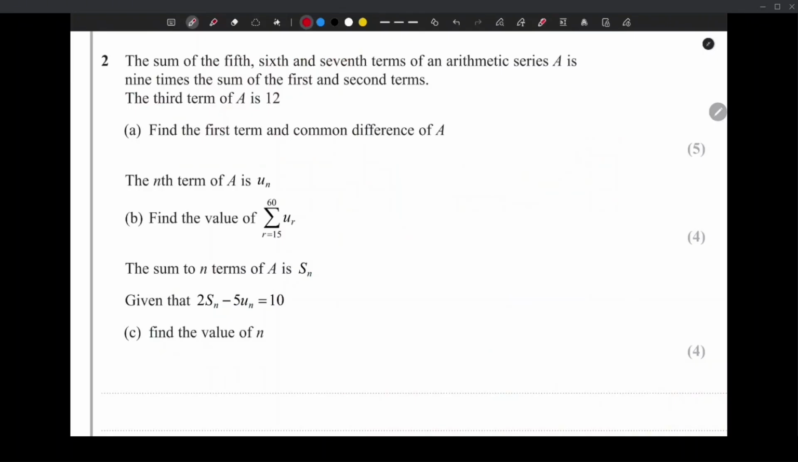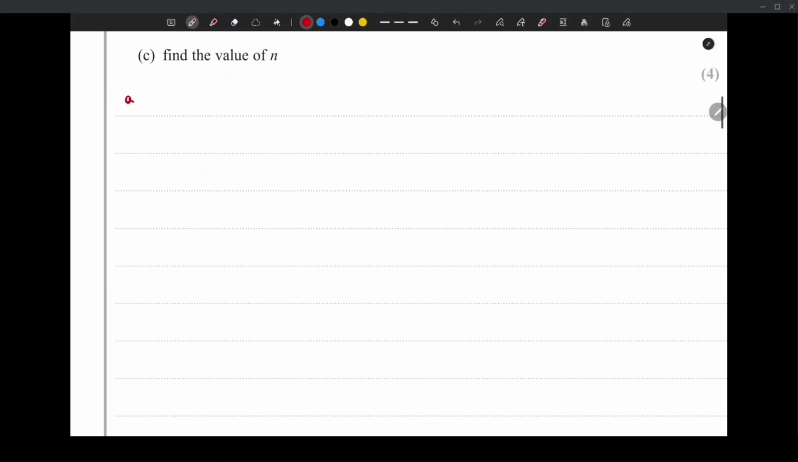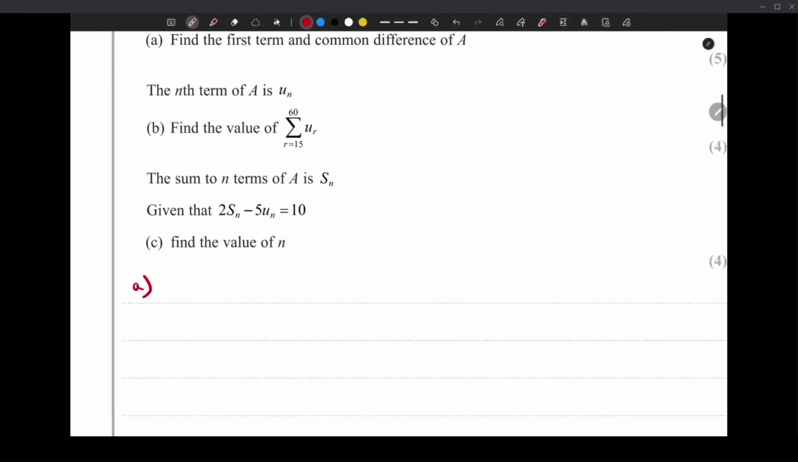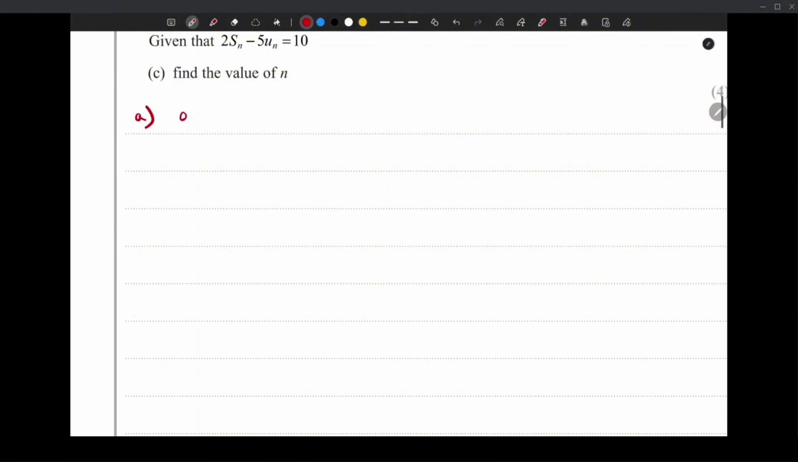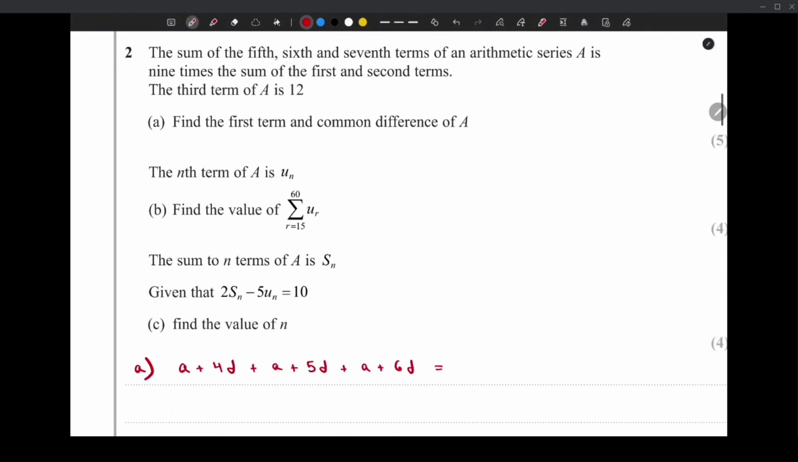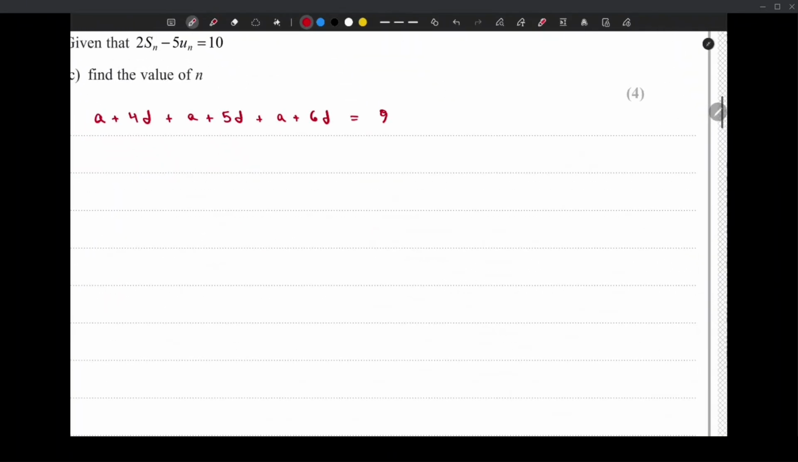The sum of the fifth, sixth, and seventh terms of an arithmetic series is 9 times the sum of the first and second terms of it. So the sum of the fifth, sixth, and seventh term: the fifth term will look something like this, a plus 4d, using the nth term formula. The sixth term will be a plus 5d, and the seventh term will look like this. This is equal to 9 times the sum of the first and second terms.